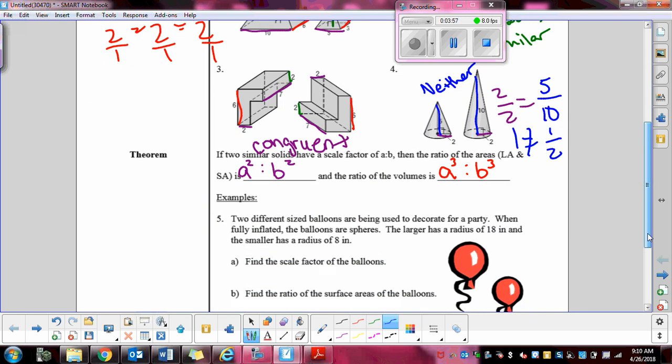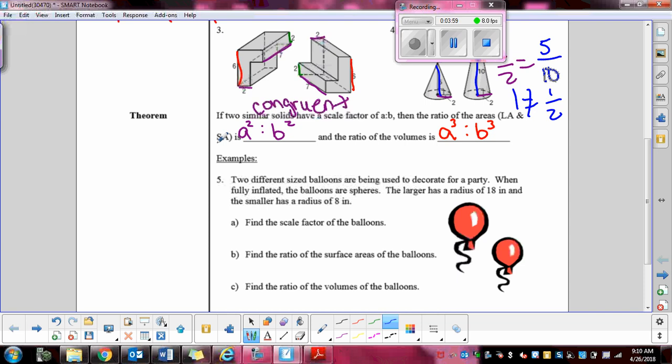Okay, guys. So this is something that's really important. We're saying that if we have two similar solids, the scale factor, this is scale factors in the first dimension, maybe they'll say like the ratio of the lengths is A to B, then the ratio of the areas, or surface area is the same thing as area, that'll be A squared to B squared, and then the ratio of the volume is A cubed to B cubed.